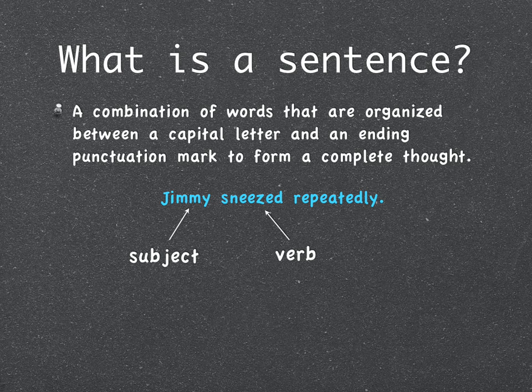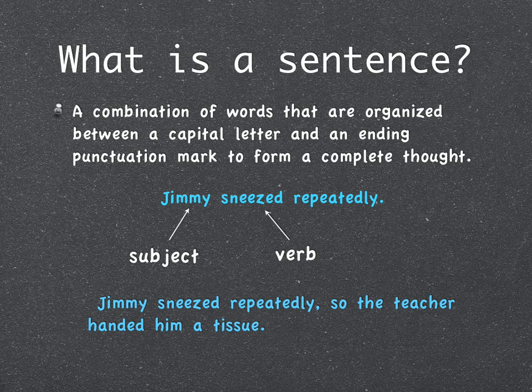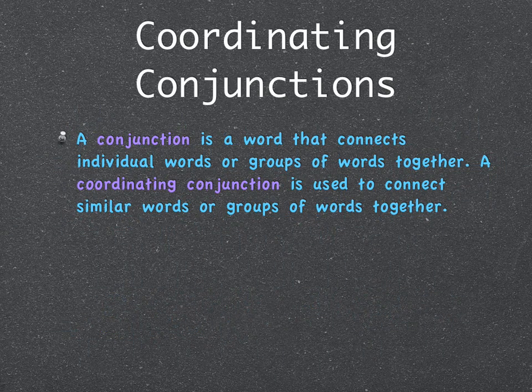If we wanted to add more information, we could use a coordinating conjunction. In this second example, we have used the conjunction so to connect Jimmy sneezed repeatedly with the teacher handed him a tissue. Let's take a look at what a coordinating conjunction is. A conjunction is a word that connects individual words or groups of words together. A coordinating conjunction is used to connect similar words or groups of words together.